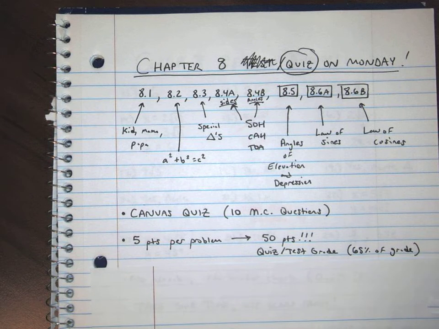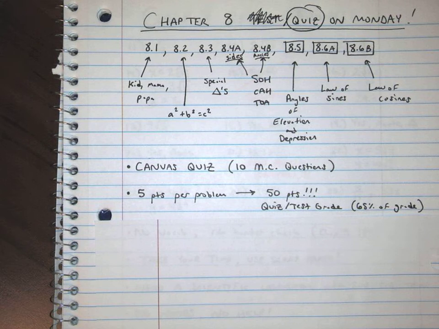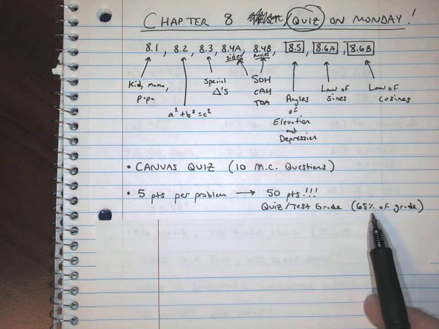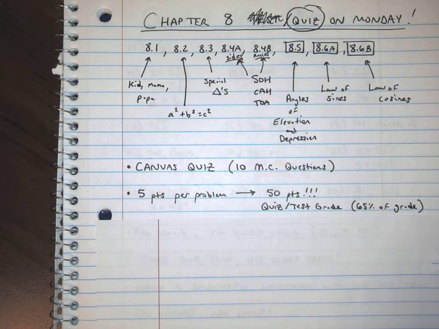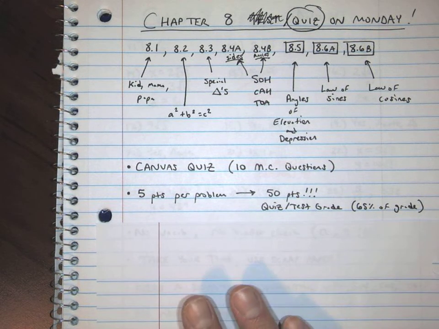I'm going to make it 5 points per problem. So do a little math, do a little multiplication, 10 problems, 5 points each. We're looking at 50 points. I'm going to put that 50 points in as a quiz or test grade, which is 65% of your grade. So this is going to be big, folks. This is a big one. I'm pretty much testing and evaluating you on everything I've taught you in Chapter 8.